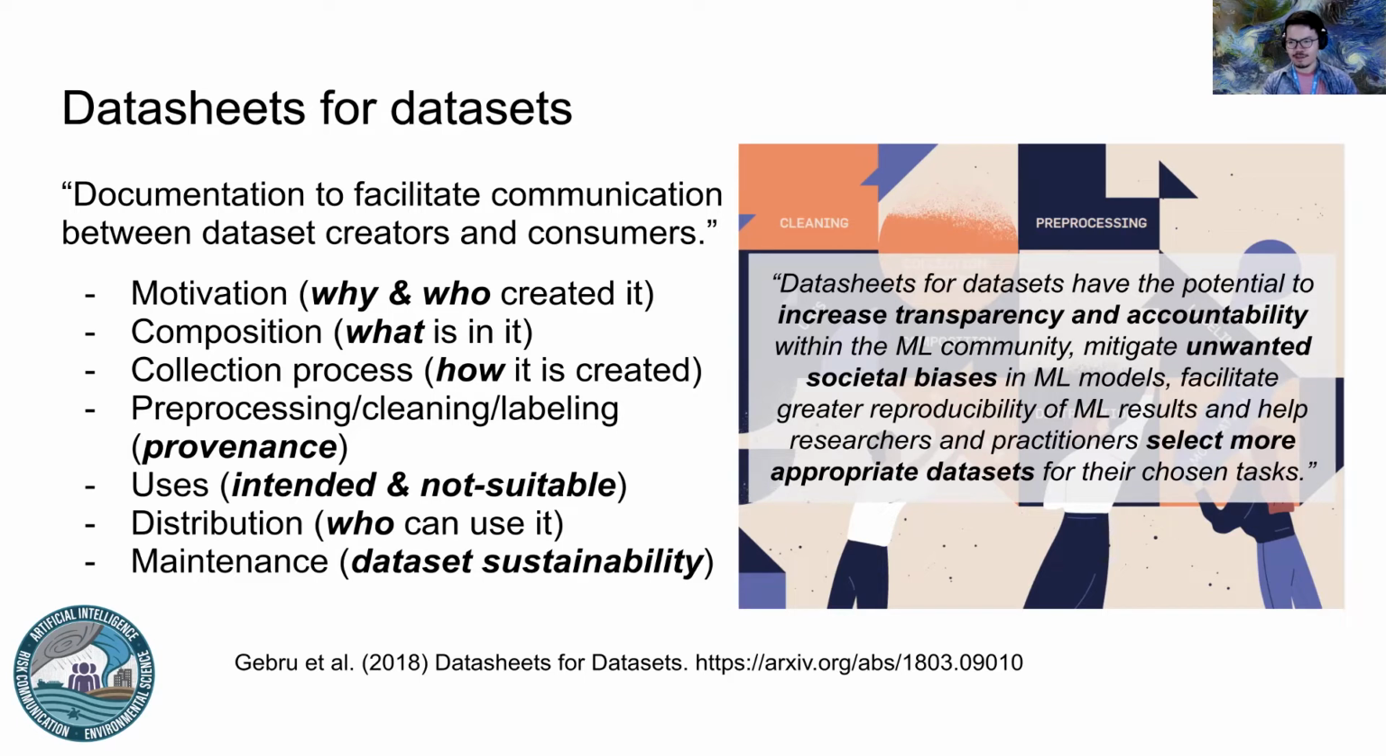There's a long quote on the right side. I still want to point out that datasheets are aimed at increasing transparency and accountability of machine learning model development from the data's point of view. They can also be used to mitigate unwanted societal biases in machine learning models, for which Amy already showed some really excellent examples in environmental sciences, where bias in data can lead to machine learning model biases.